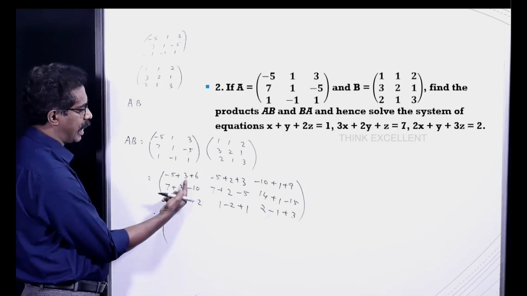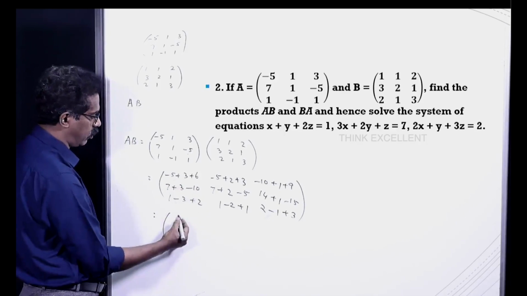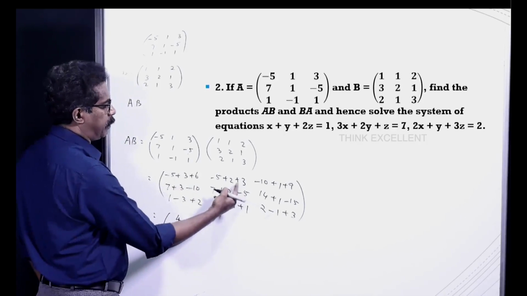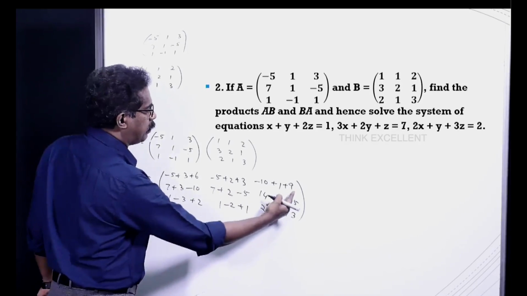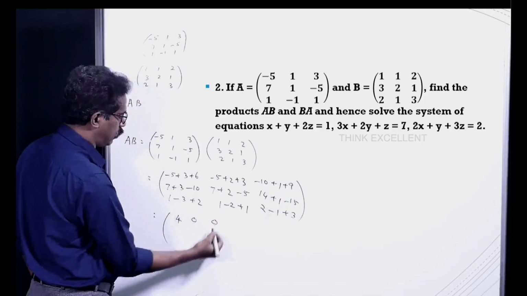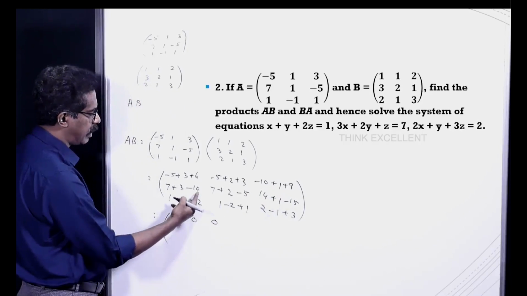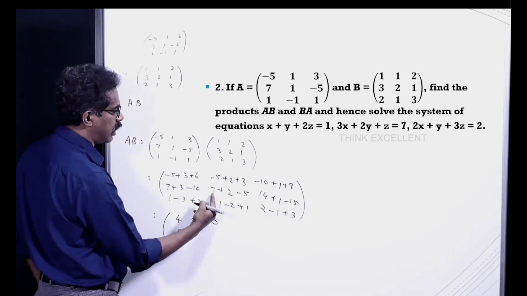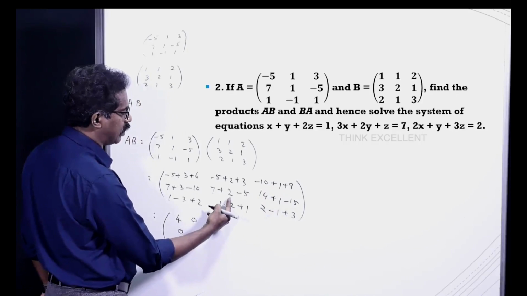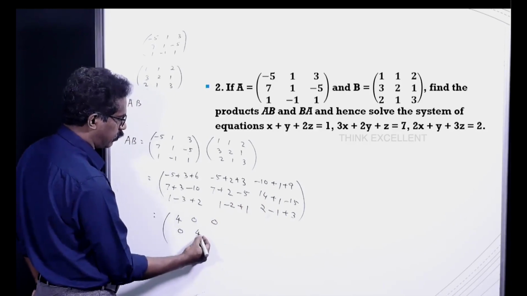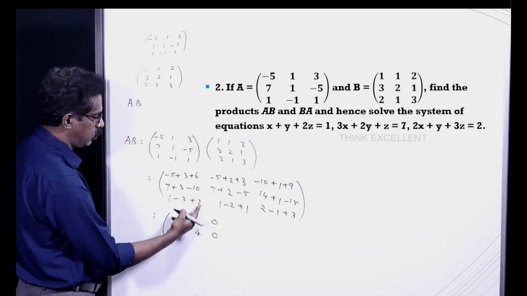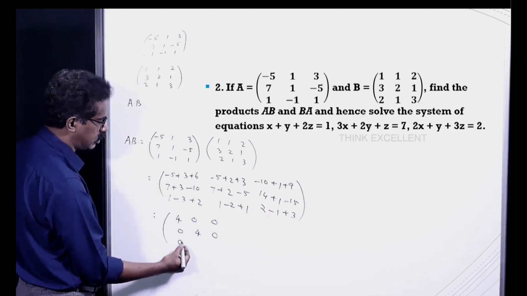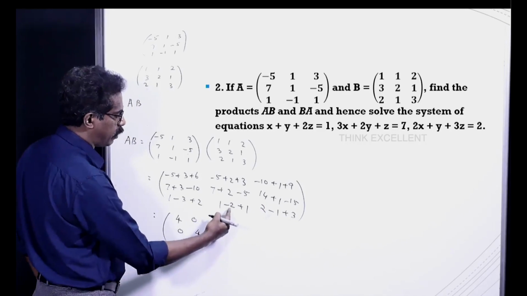6 plus 3, 9, minus 5, 4. 3 plus 2, 5, 5 minus 5, 0. 9 plus 1, 10, minus 10, 0. 7 plus 3, 10, minus 10, 0. 7 plus 2, 9, 9 minus 5, 4. 14 plus 1, 15, minus 15, 0. 2 plus 1, 3, 3 minus 3, 0. 1 plus 1, 2, minus 2, 0.